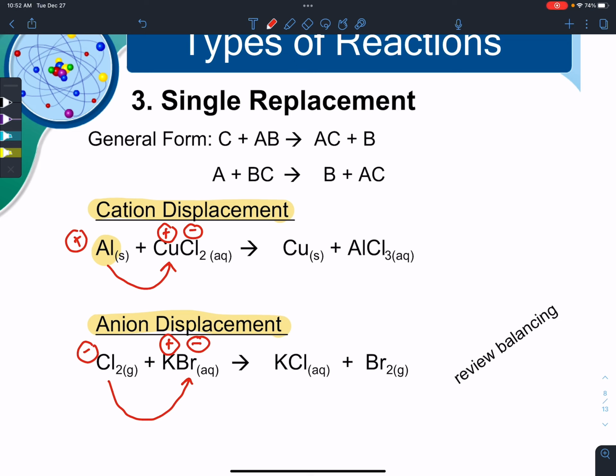So in cation displacement here, we've got this aluminum. It's going to boot out the copper because aluminum and copper are both metals. And you're going to be left with copper on its own and your new compound, which is aluminum chloride.